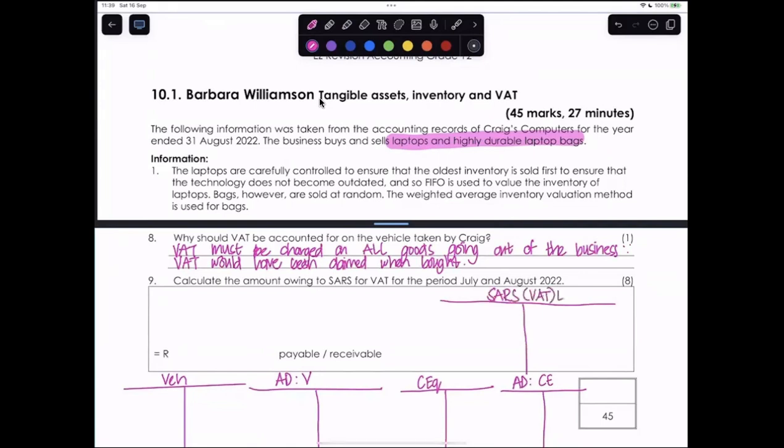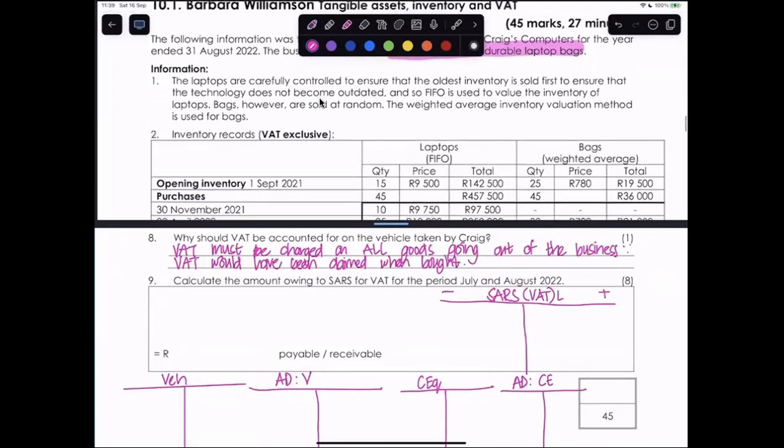Remember, this is a liability account, so it would look like that. You obviously don't have to do it as a T account, but I always like to do T accounts so that I can easily see what's going on. Now we can start using the information.